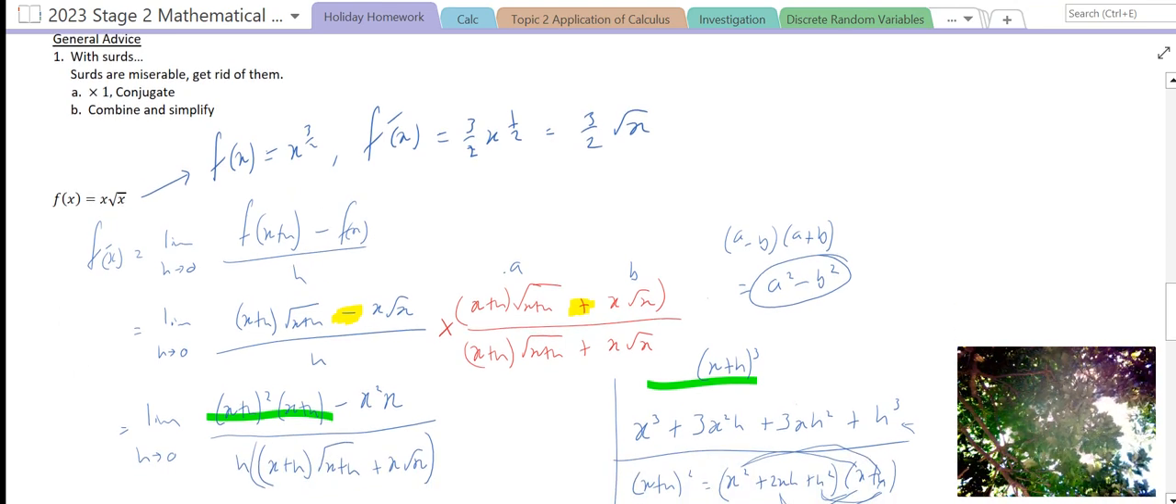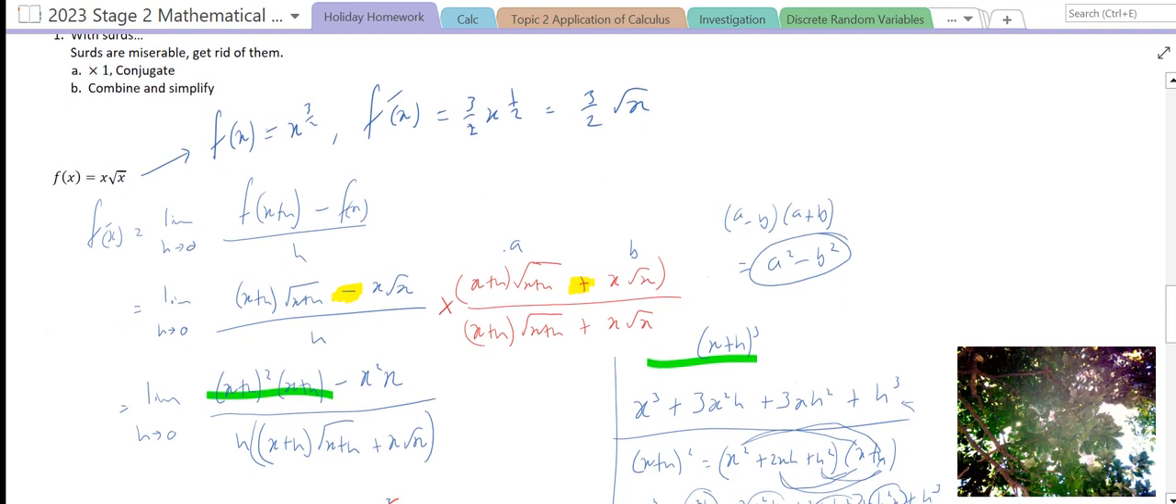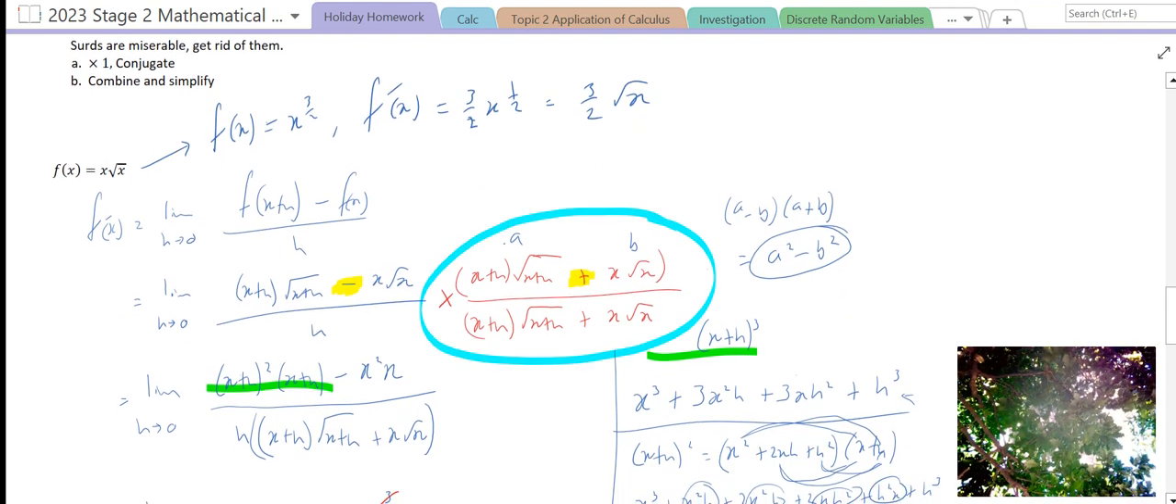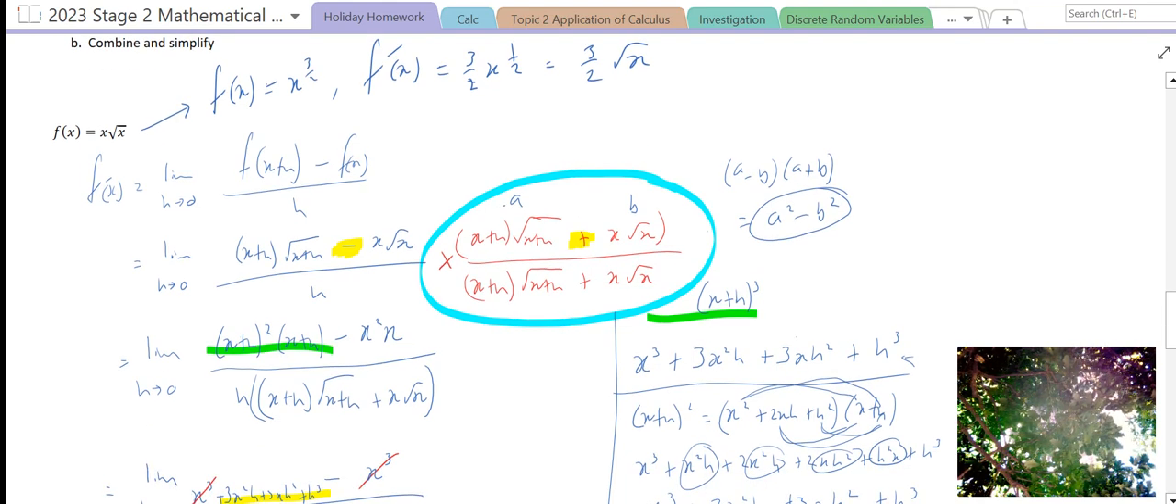So the goal with surds is you're miserable and you want to get rid of them. And you multiply by 1. And you do it using the conjugate. So whatever the sign is here, and the sign will always be negative here because it's negative in the formula, you use a positive sign there. And then on the bottom as well.